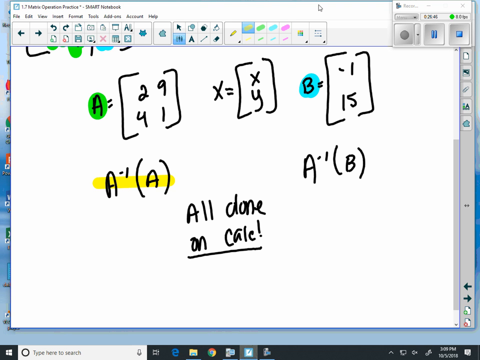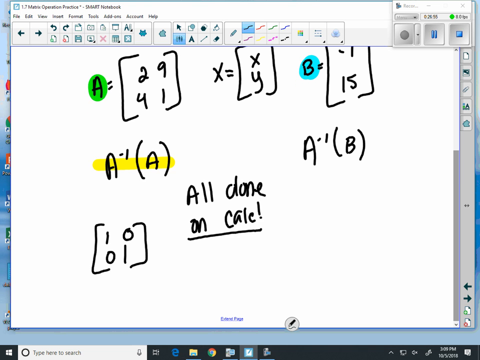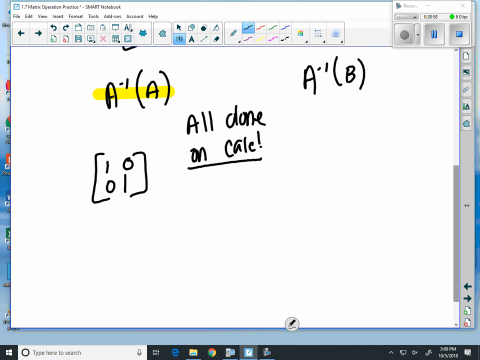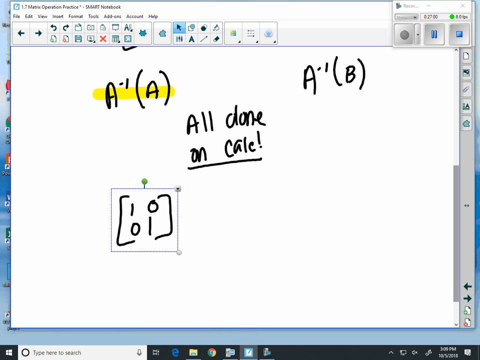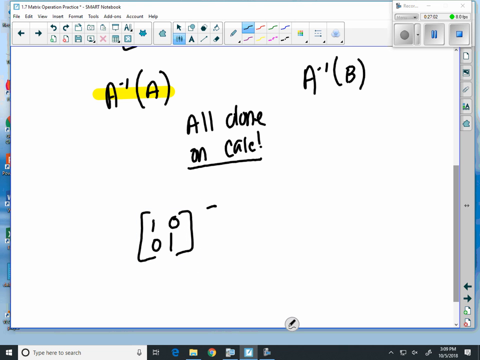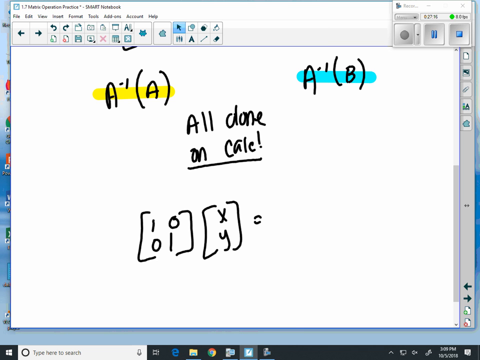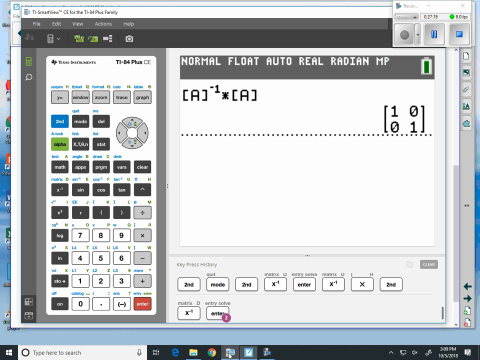So if we go back to our notes, this guy right here gave us the identity matrix. I'm going to move this down. Okay, now right beside it, we're going to go ahead and put our matrix X. We're going to need that. Our next step and our last step is to do A⁻¹ times B. So we're going to go back to our calculator and do A⁻¹ times B.